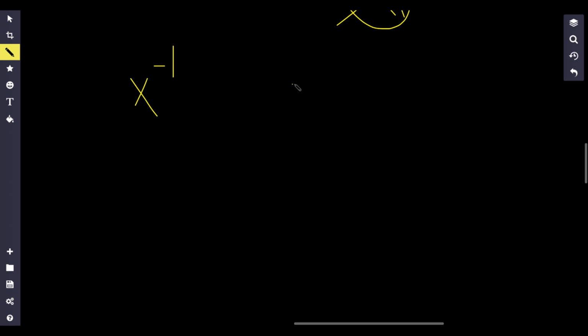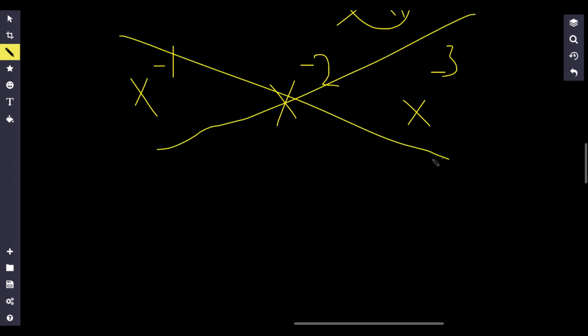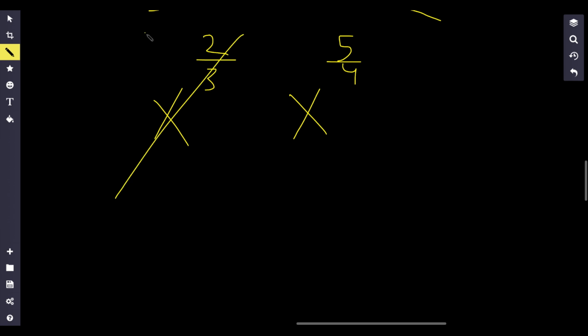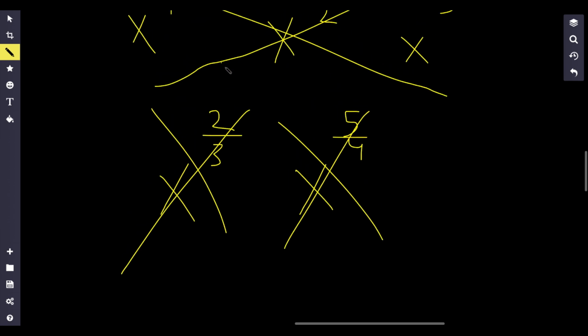You also can have negative exponents. So if you have x to the negative 1st power, x to the negative 2nd power, x to the negative 3rd power, these would not be considered polynomials. And finally, if you have x to some fractional power, this would also not be a polynomial.